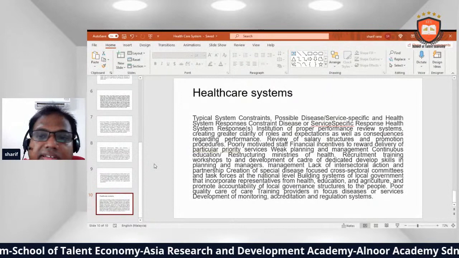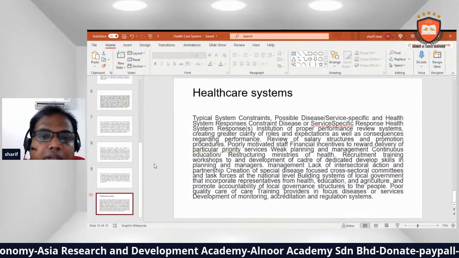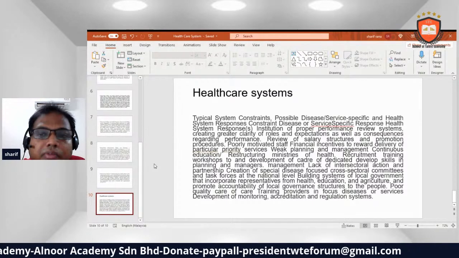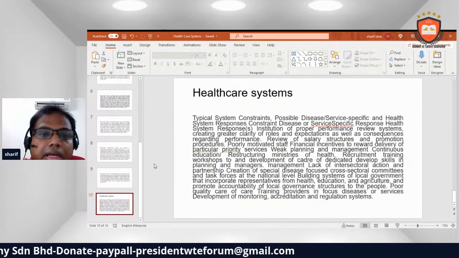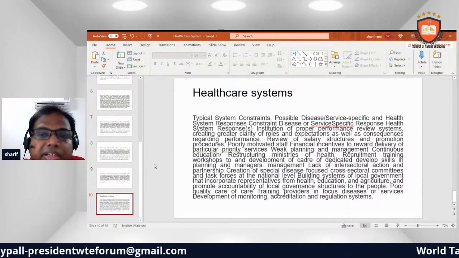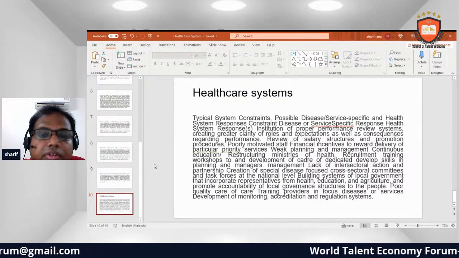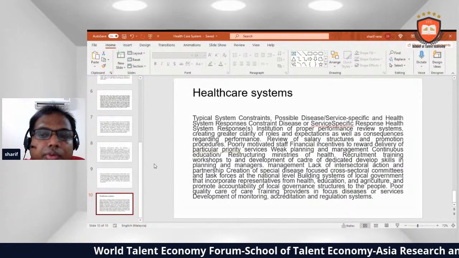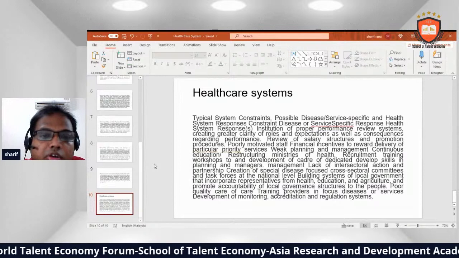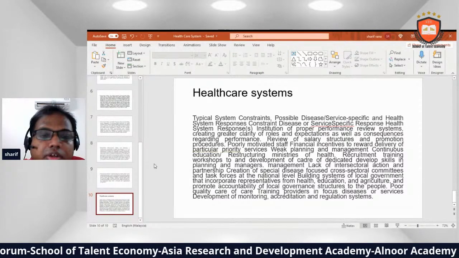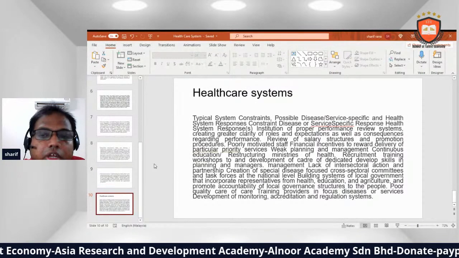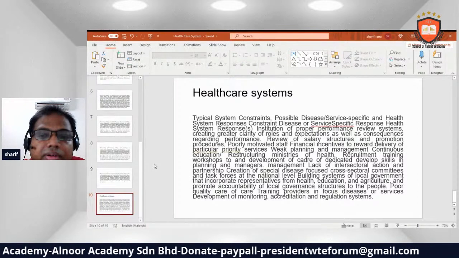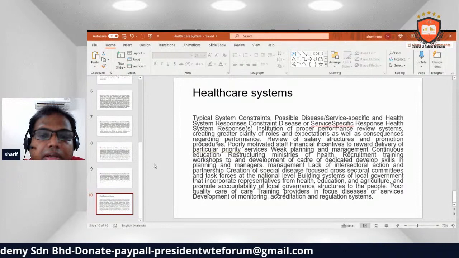Typical constraints on disease or service specific responses, and the health system responses. For a poor performance review system: institute one, creating greater clarity of roles and expectations as well as consequences regarding performance, and review of the salary structure and promotion procedure. For poorly motivated staff: financing incentives to reward delivery of particular priority services. For weak planning and management: continuous education and training, ministry of health recruitment and training workshops, and development of cadres with dedicated skills in planning and management.